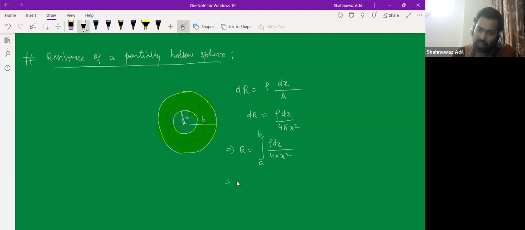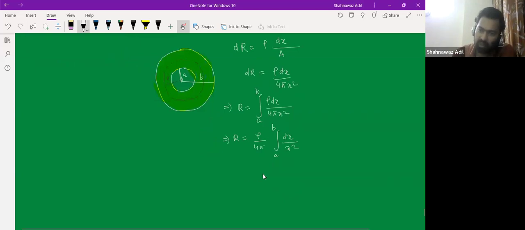So what would be the answer? 4 pi rho taken outside, and we have dx by x square, that is a to b, right? So how much would this be? So rho by 4 pi, and we have x square, so that is x to the power minus 2 plus 1 divided by minus 2 plus 1, right? And the limit is b to a. So this is rho by 4 pi and x to the power minus 1 over minus 1, b to a.